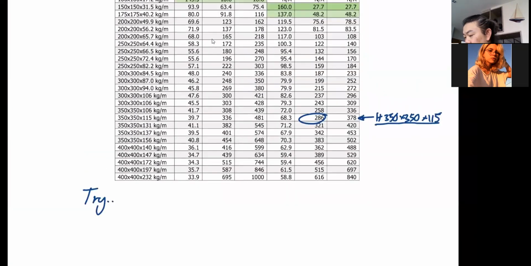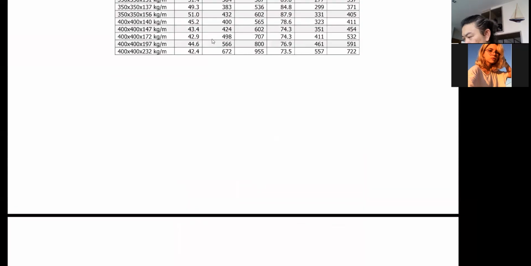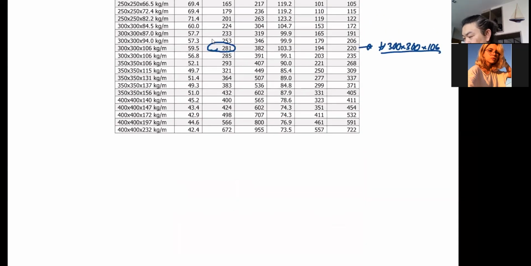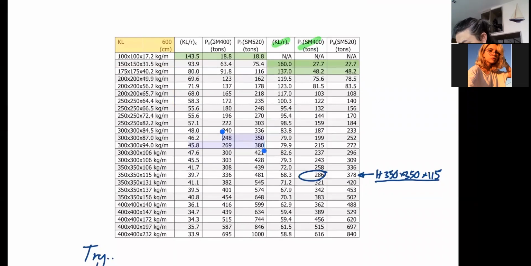Well, you can see that if you are going to use the same section here, H300 by 300 by 106, it's probably around here, right?